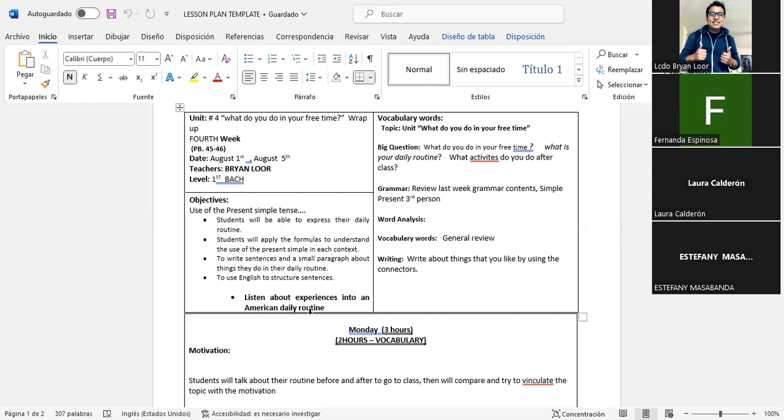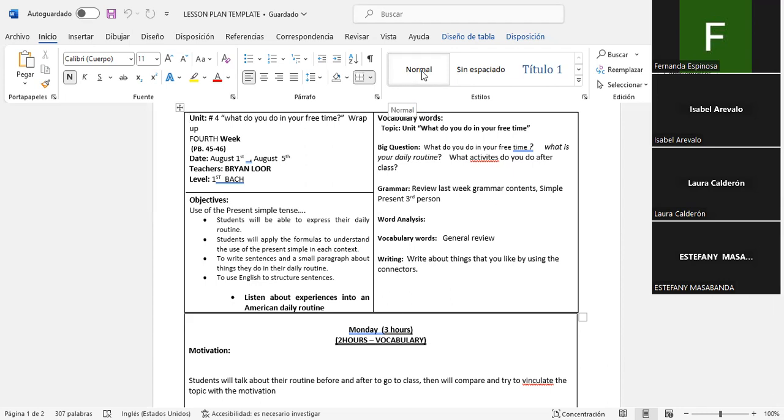I took this topic from my PCA, my yearly curricular planification. It's about what you do in your free time. This is a wrap up, and that's the topic for the students of first year of bachillerato. The objectives are about the present simple tense. It's about what the students are able to express, and how they try to understand the formulas and what they think using the English structures.